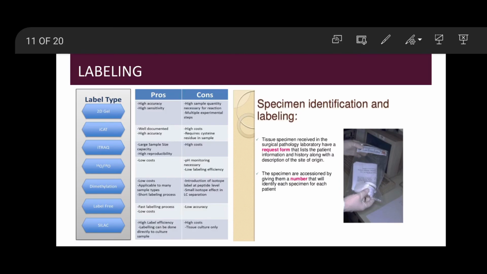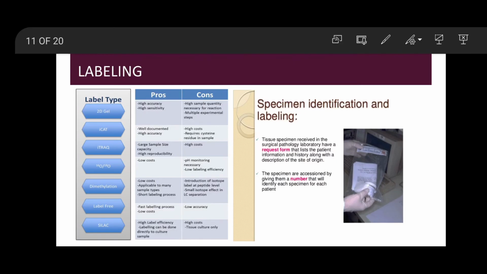You can always ask yourself, Miss, how about if the paper during the fixation part will be lost? That is the reason why you always have to label your slides. You label your slides with a pencil. This will keep you from mixing other specimens with your own. This will also help you identify that this slide or this tissue is just for this patient and for this case.